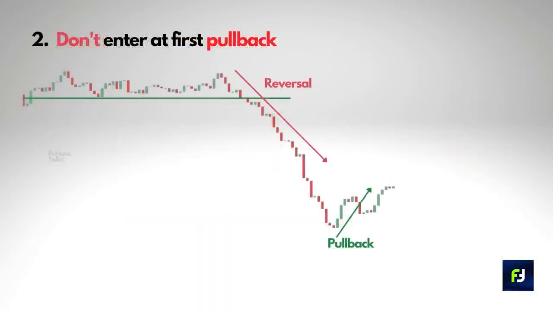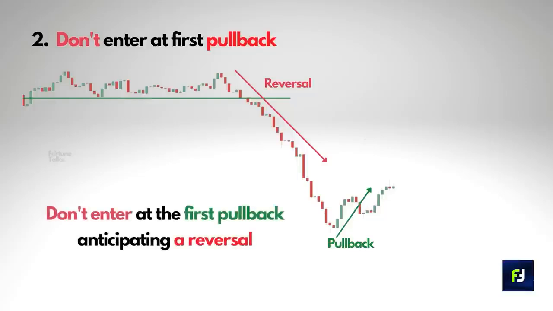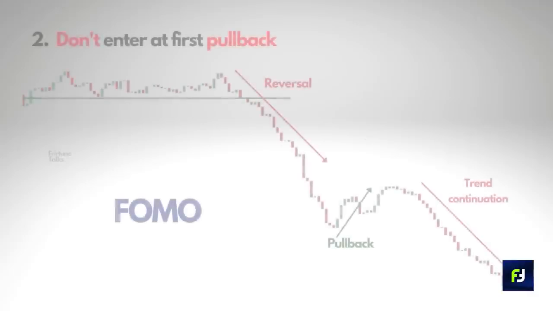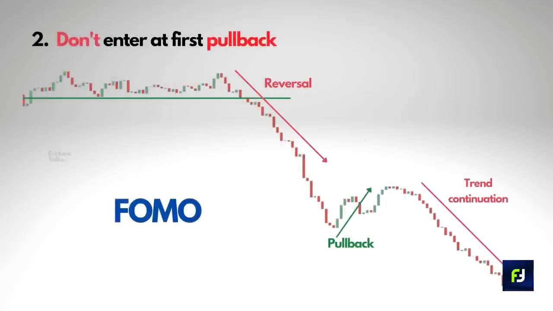The second mistake that traders make is entering the first pullback, anticipating that it will be a reversal. Now, this is a common mistake that traders make, that is, attempting to trade the first pullback itself. This means that you go long when you see the market rally after a huge decline. But often this type of rally is only a retracement of the existing trend. And why do some traders always do this? This is simply because of the fear of missing out, or FOMO.